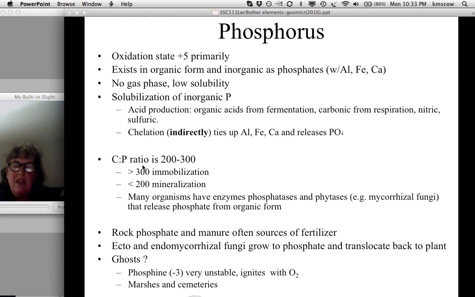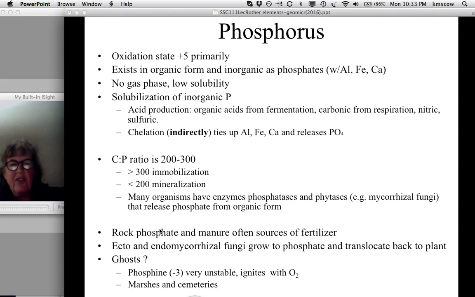immobilization, mineralization. The carbon to phosphorus ratio is around 200 to 300, so way higher than nitrogen. This is the ratio at which you're going to have either net immobilization or net mineralization of phosphate. So it takes a lot more carbon to lead to this kind of immobilization. A lot of organisms have enzymes like phosphatases and phytases, particularly mycorrhizal fungi, that help mineralize that organic form of compound that has phosphorus in it into phosphate.